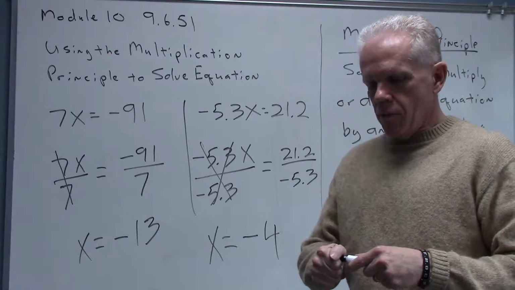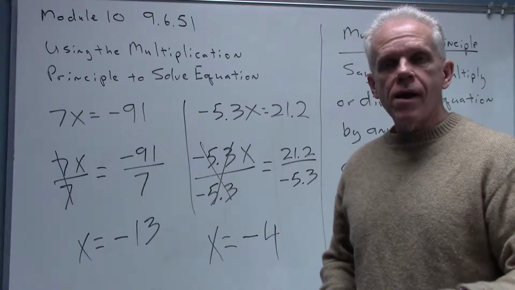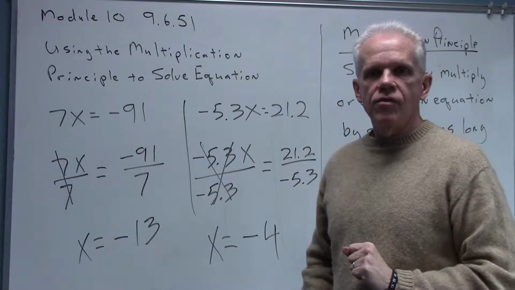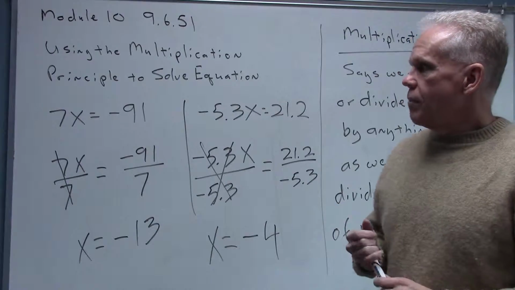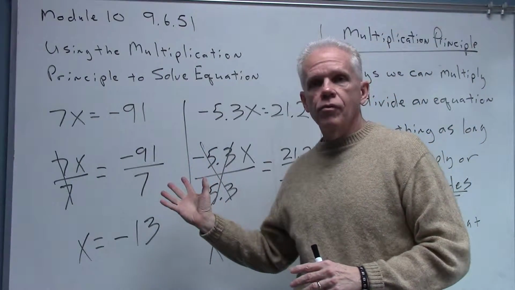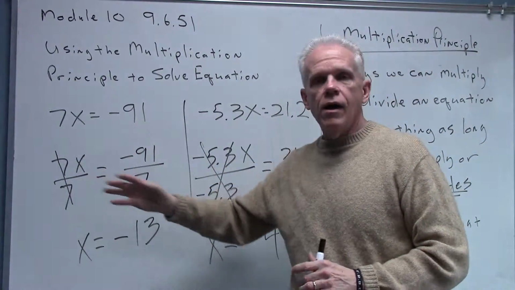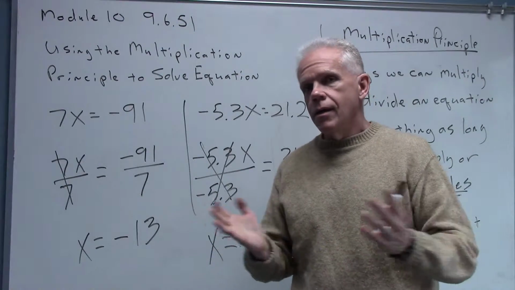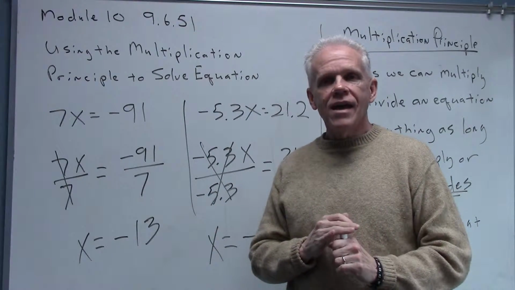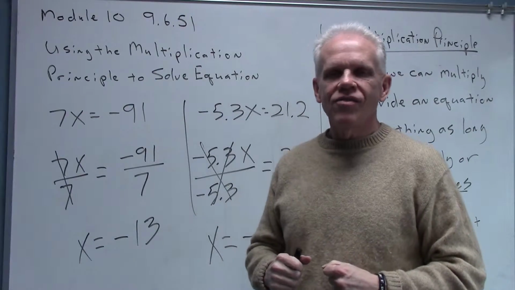X equals negative 4. I want you to pop back into your practice problem and do as many similar exercises as you need to get used to using the multiplication principle in this particular way to get a coefficient off the variable. So work that, practice it, and I'll see you next time.